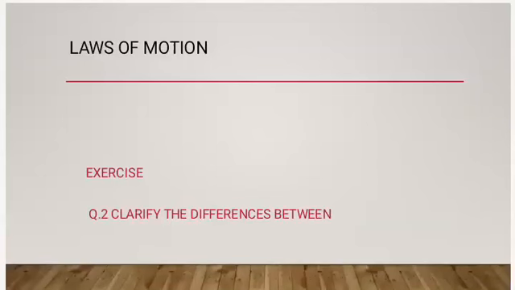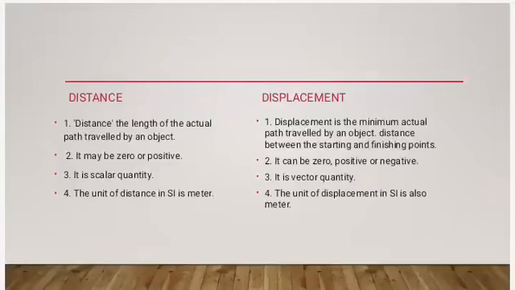Now see question number 2, which is to clarify the differences between. The first one is the difference between distance and displacement. So distance is the length of actual path traveled by an object. Displacement is the minimum path traveled by an object, meaning the distance between the starting point and finishing point.